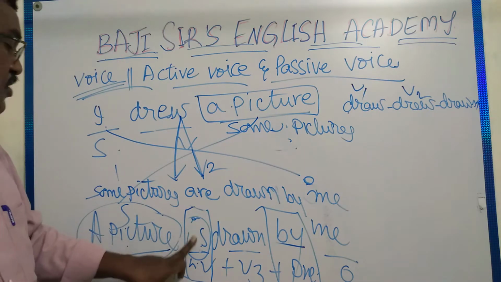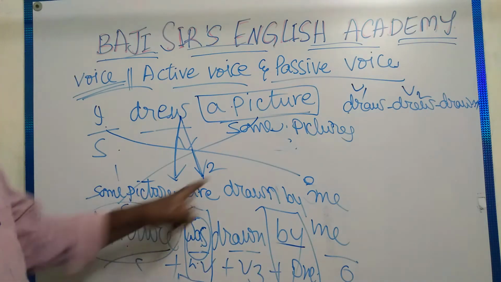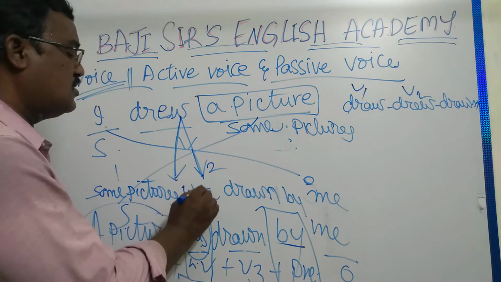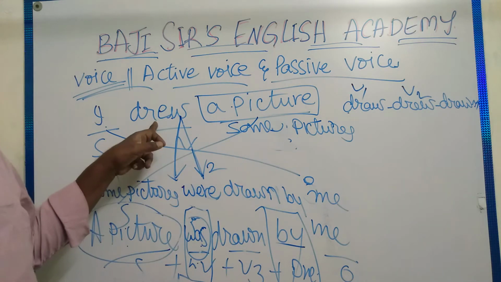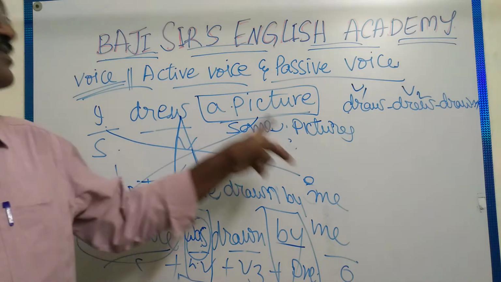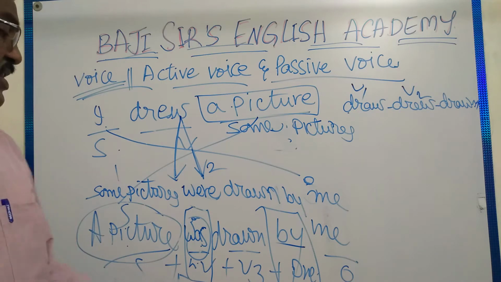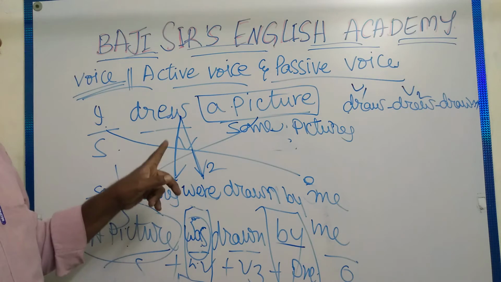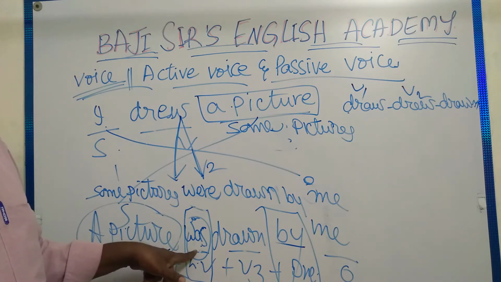A picture was drawn by me. Suppose some pictures: some pictures were drawn. So here, my dear students, you have to see the verb, whether it is present tense, then is, are we have to use. If it is in past tense, was, were we have to use. Was is for singular, were is for plural. Singular means was, is. Plural means were, are. Present tense, singular be form is. Past tense, was.